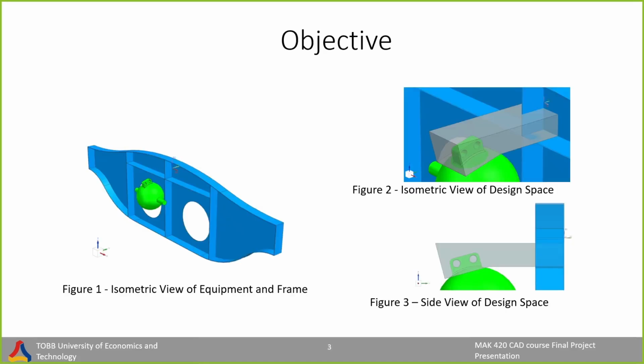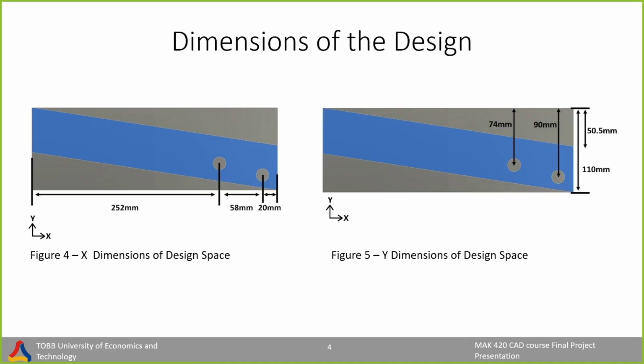By editing Lewis topology optimization code, we will design a model that can be implemented in the frame shown on the left. From figure 1, an isometric view of equipment and frame can be seen. In figures 2 and 3, isometric and side views of the design space can be seen. In figures 4 and 5, different views of the design space and its dimensions are shown. Given the fixed location of the equipment, a specific length of connection elements is required to ensure proper connectivity.